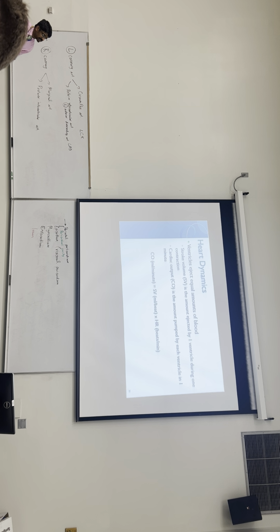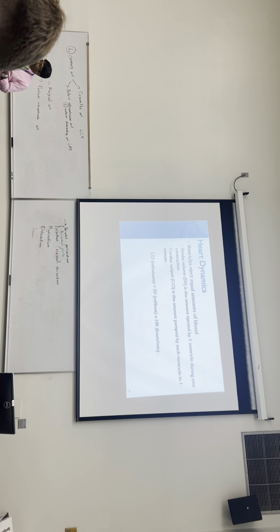Okay, so let's talk about how we're going to pump 5,000 gallons of blood in a day, right? We have a measurement called cardiac output. Cardiac output is the amount of blood that's pumped out by the heart in 1 minute. So if I vary the heart rate, this may change. You might guess it should increase, but not necessarily, we'll talk about that in a second, okay?